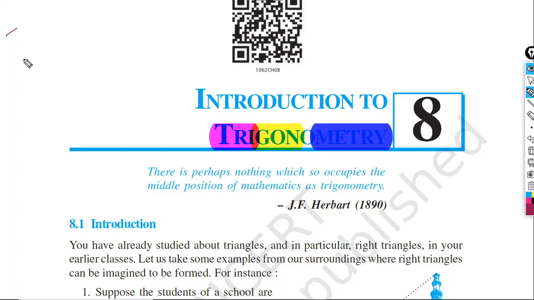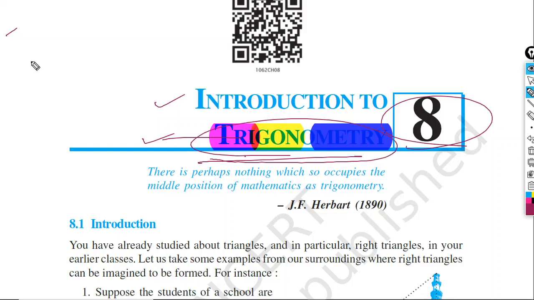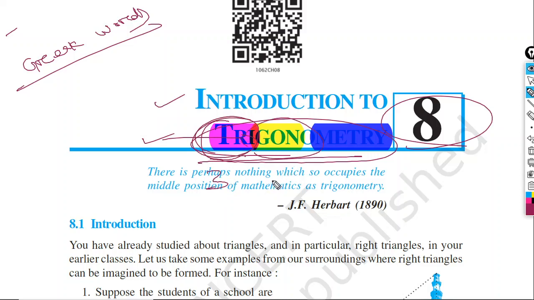So today we are going to discuss Introduction to Trigonometry, chapter 8. First, let's see what is trigonometry. Trigonometry is a word derived from some Greek words. What are the Greek words? The first one is tri. Tri means 3. Gono means side, and metrio means measurement.